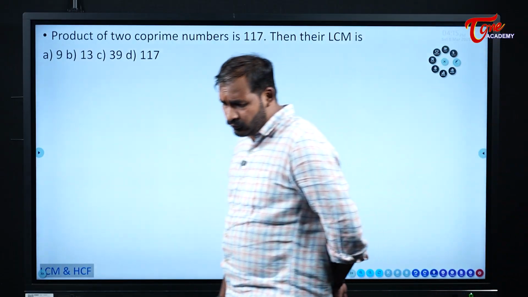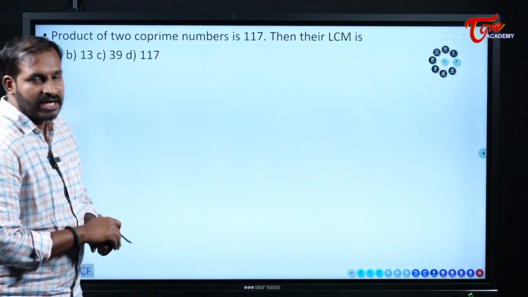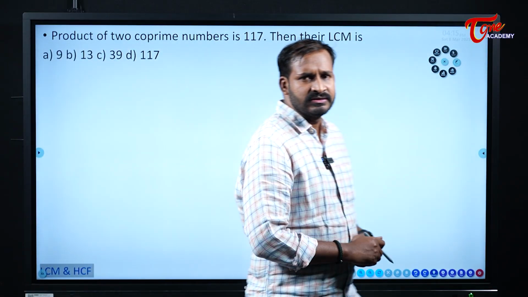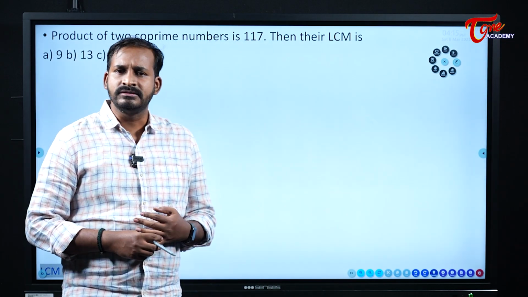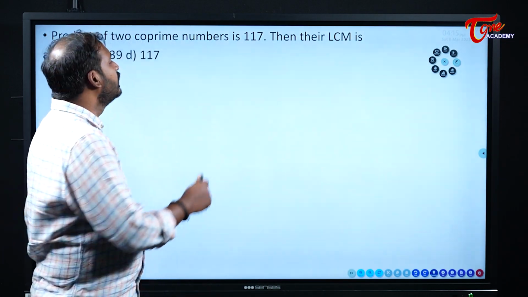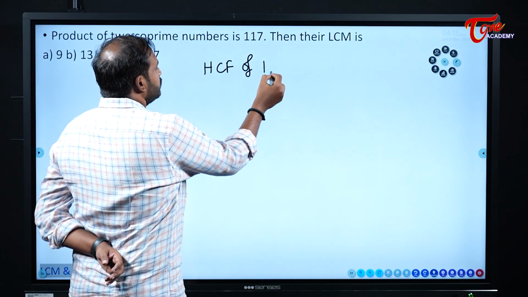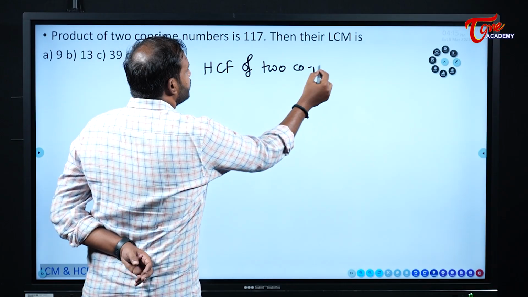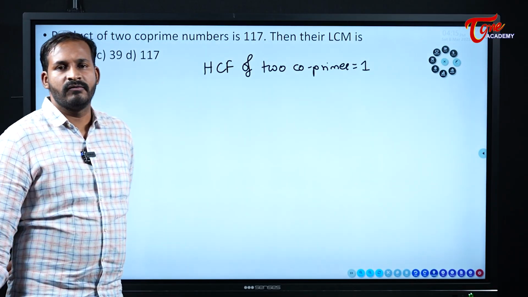Next, product of two co-prime numbers is 117, their LCM is. Now tell me what will be their HCF? HCF will always be 1. Am I correct or not? HCF of two co-primes will always be 1.